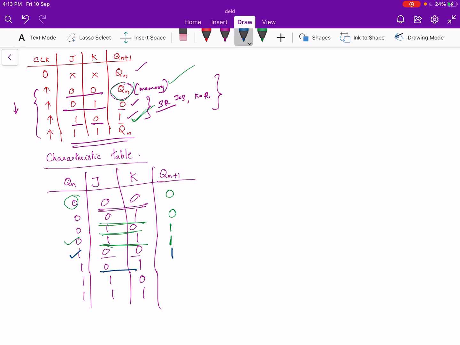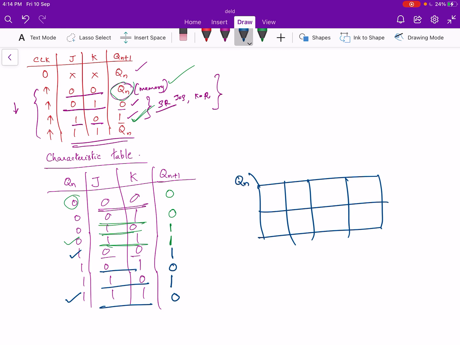Next case is 0 1. Irrespective of the value of Qn, when J is 0 and K is 1, output will be equal to 0. And when J is 1, K is 0, output will be equal to 1. And when it is 1 1, output will be equal to Qn bar. Here Qn is 1, so the output will be equal to 0, which is Qn bar. So this is the characteristic table of a JK flip-flop. Now we can find the characteristic equation. For that we can draw the K map.